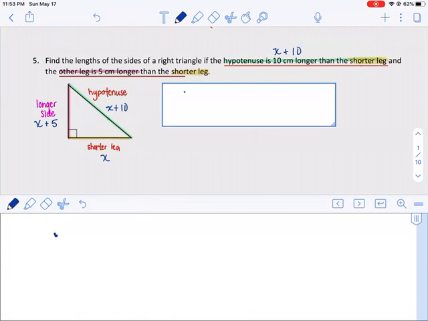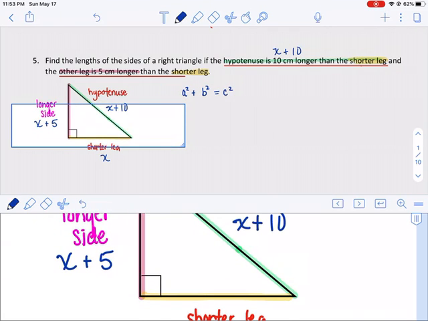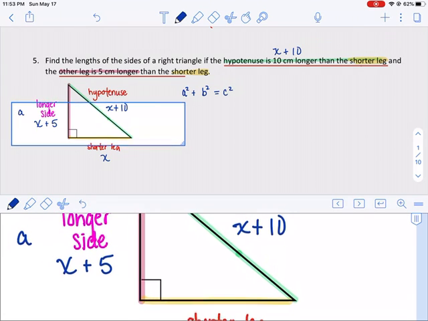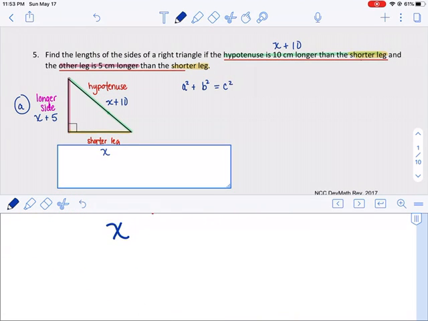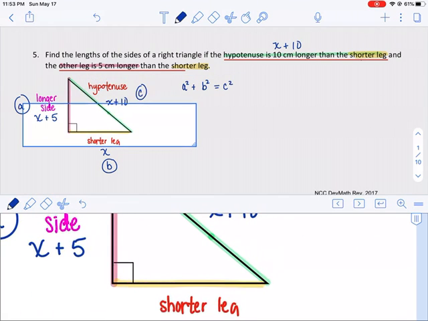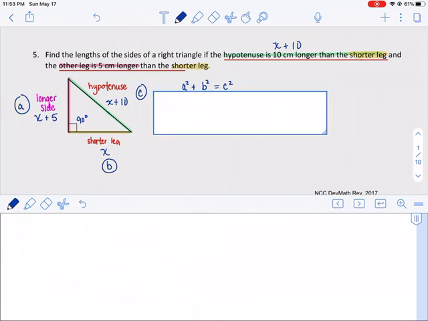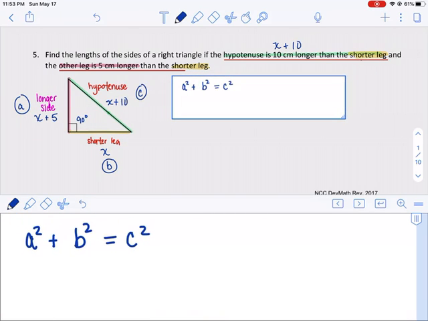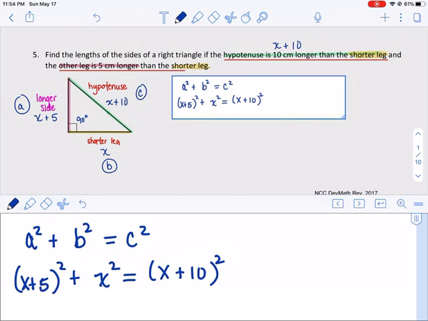So now when we set this up, since it's a right triangle, you have a squared plus b squared is equal to c squared. So I'm going to just write the a just to stay in line with the formula. And c is, of course, opposite the 90-degree angle. So here we go. We have the quantity x plus 5 squared plus x squared is equal to the quantity x plus 10 squared.